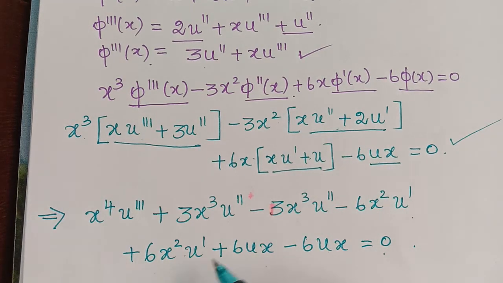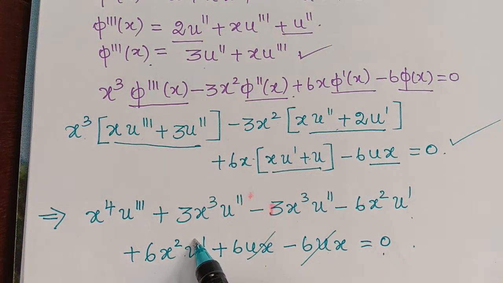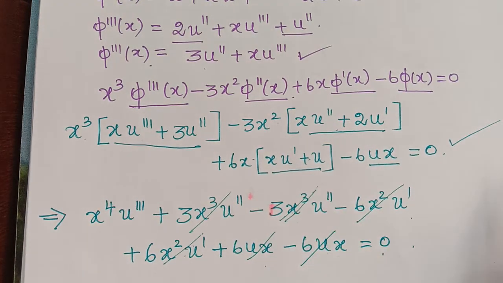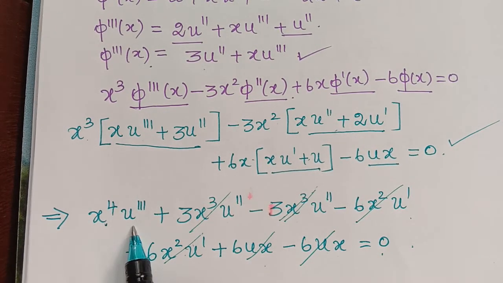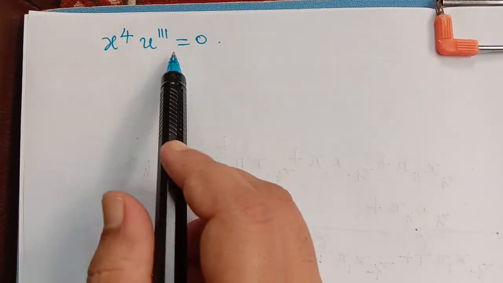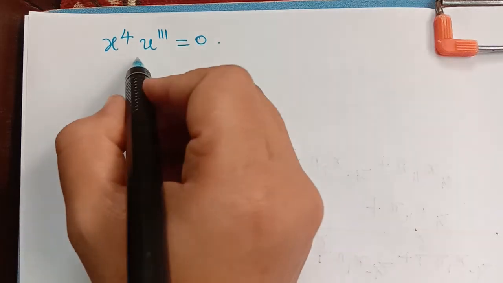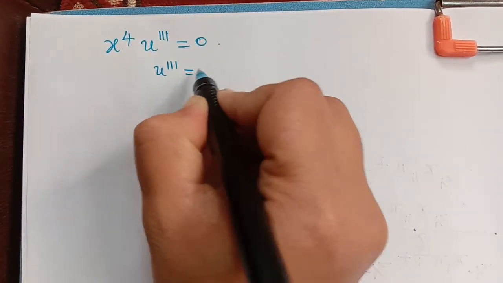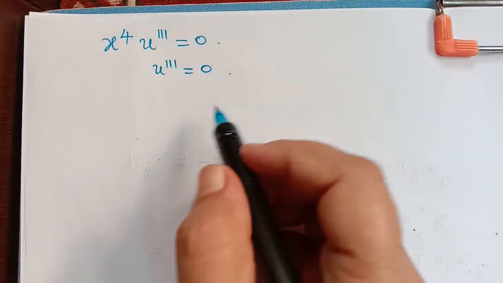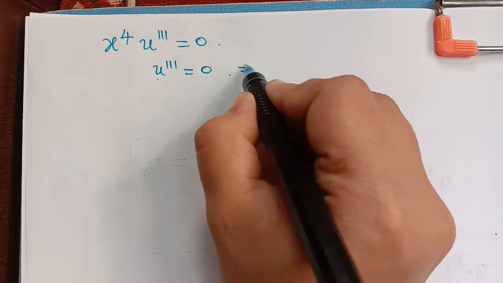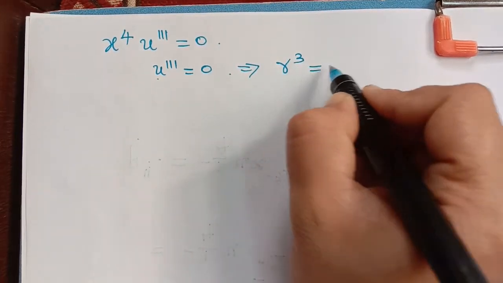Now if you see in this, we can cancel these two terms, and also these two terms, and so the only left out will be x power 4 u triple dash equal to 0. So we write this equation. Now on dividing by x power 4 on both the sides, we get u triple dash is equal to 0. And then we can write the auxiliary equation, that is the characteristic polynomial, which is r cube equal to 0.